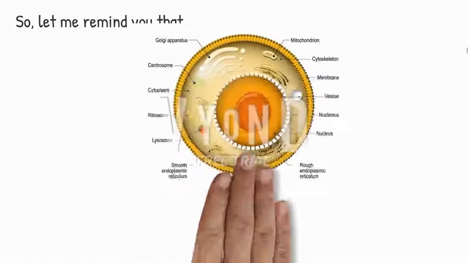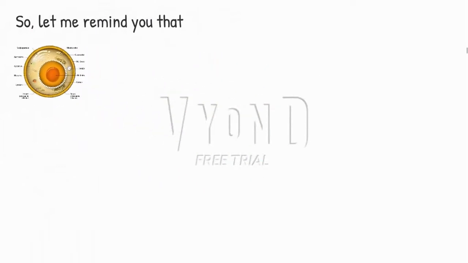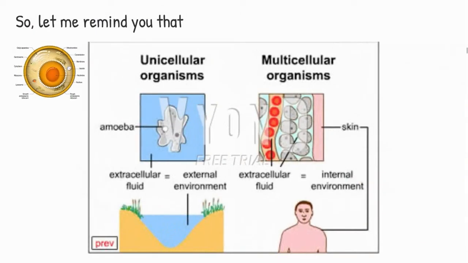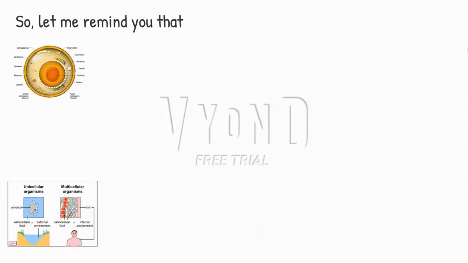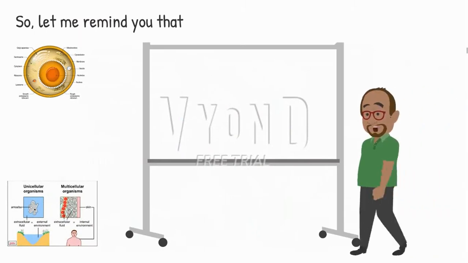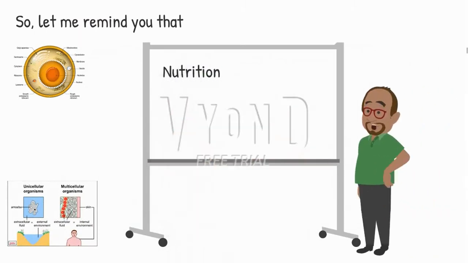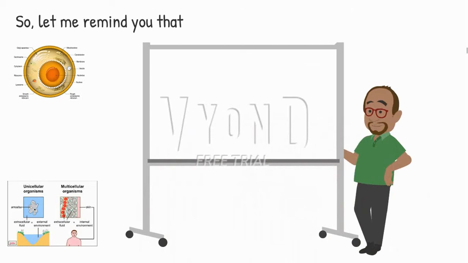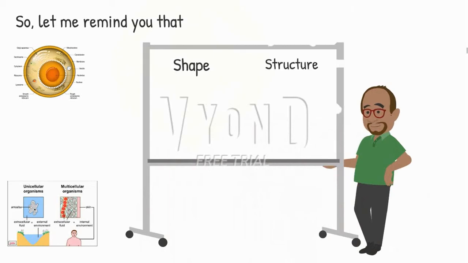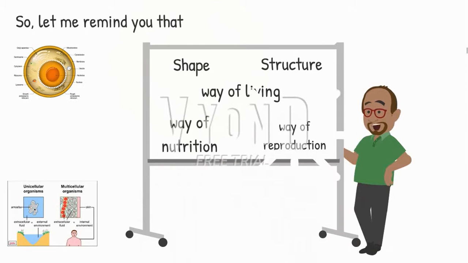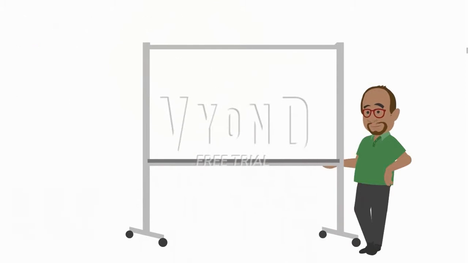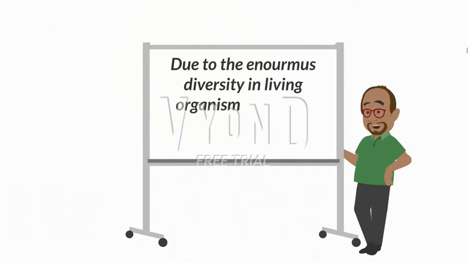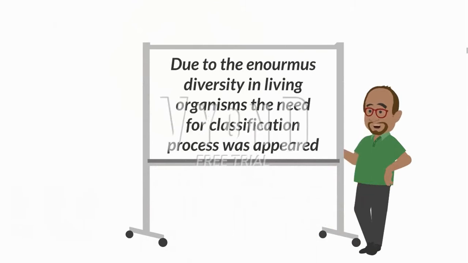So let me remind you that the cell is the basic building unit of all living organisms. And while there are living organisms that are composed of only one cell, like bacteria and amoeba, there are also multicellular organisms like us. These living organisms are similar in their building unit, which is the cell, and many other features like nutrition, excretion, respiration, reproduction, and growth. But they are also different from each other in many other characteristics, such as shape, structure, way of living, way of nutrition, and way of reproduction. And due to the enormous diversity in living organisms, the need for a classification process appeared.